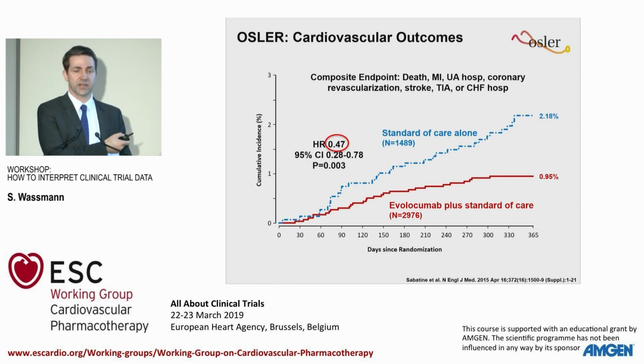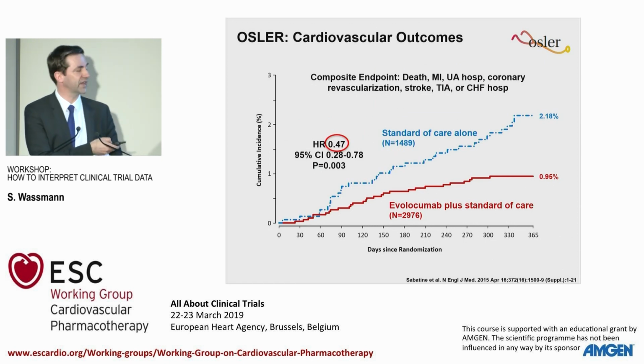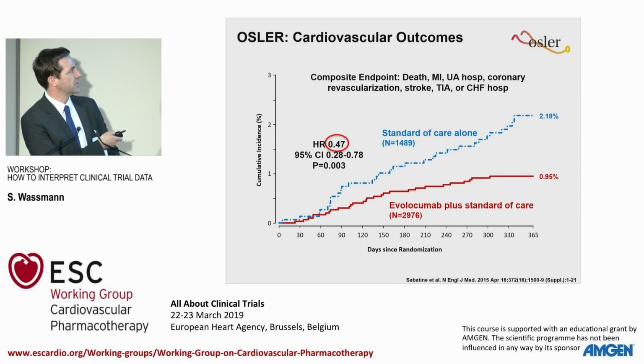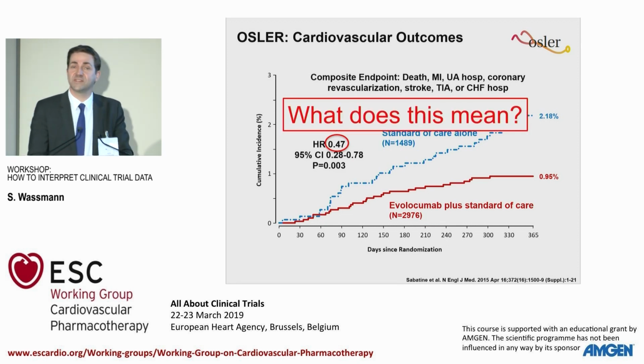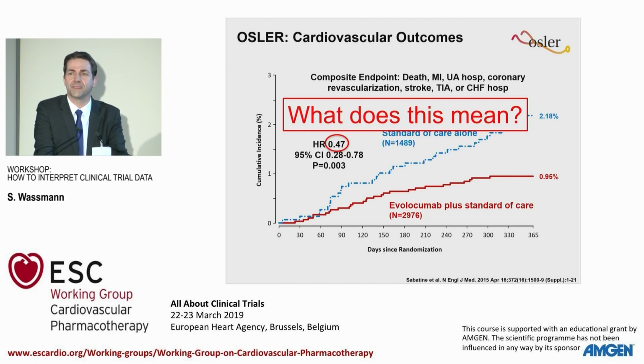And now here are the cardiovascular outcomes. You see the Kaplan-Meier analysis here, and you see a hazard ratio of 0.47, saying evolocumab reduces cardiovascular events. So what does this mean? It's great, isn't it? It's a 50% endpoint reduction. So does it mean we should prescribe this drug to have endpoint reduction at this stage? Or does this mean that there should be a large phase 3 outcome trial?